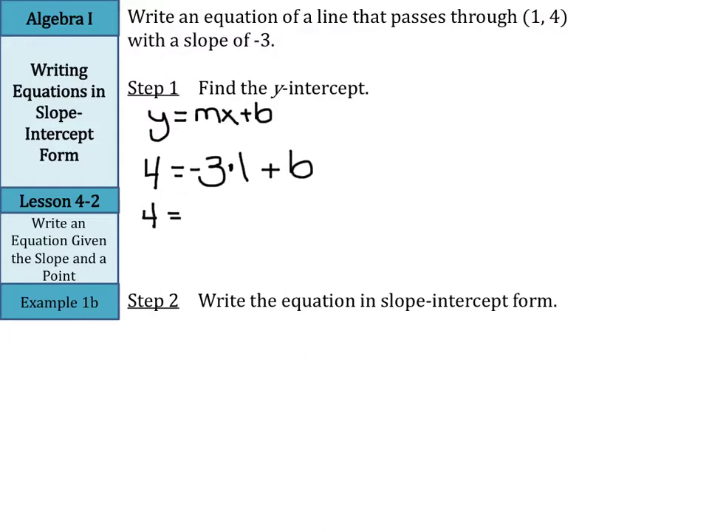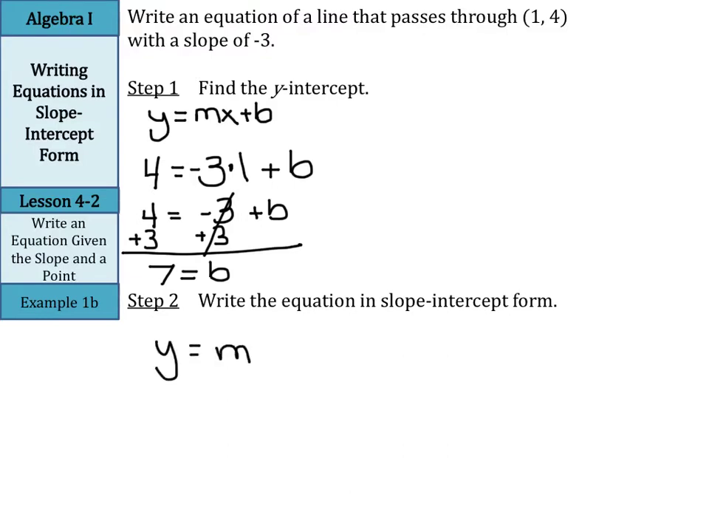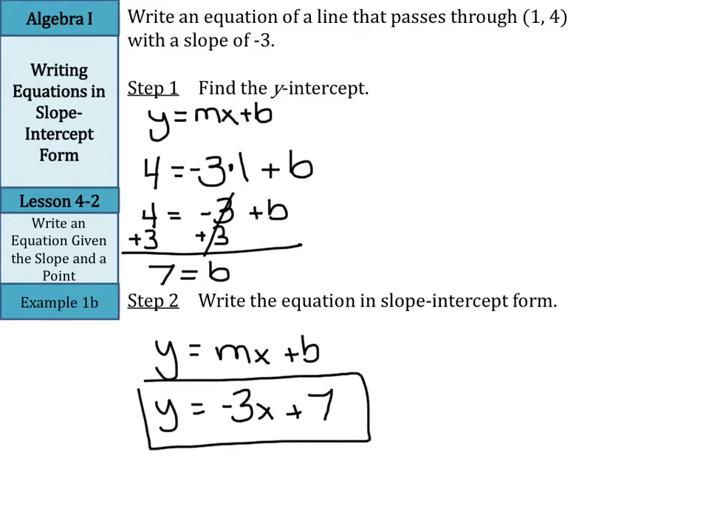Simplify now. We have 4 equals -3 times 1 is -3 plus b. We want to get the b alone, so we need to move the -3 over to the other side. We're going to do that by adding 3 to both sides. So that can cancel out, and we're left with 7 equals b. Once we have that, we can use the b, 7, and our slope of -3 to write this in slope-intercept form, y equals mx plus b. Our y is going to equal our slope of -3x plus 7. And that's our final answer there.